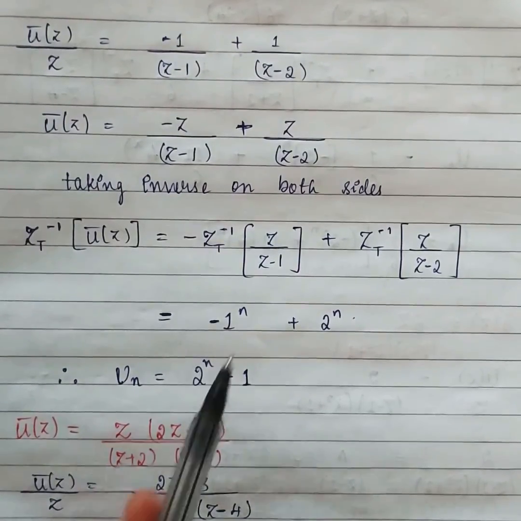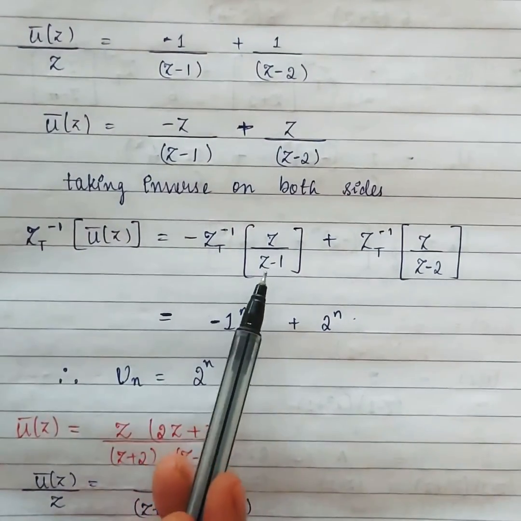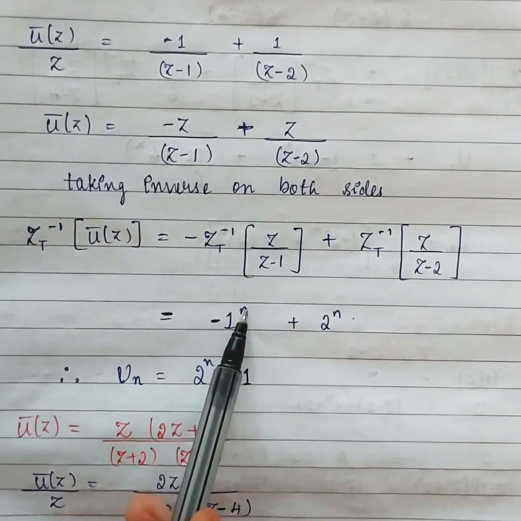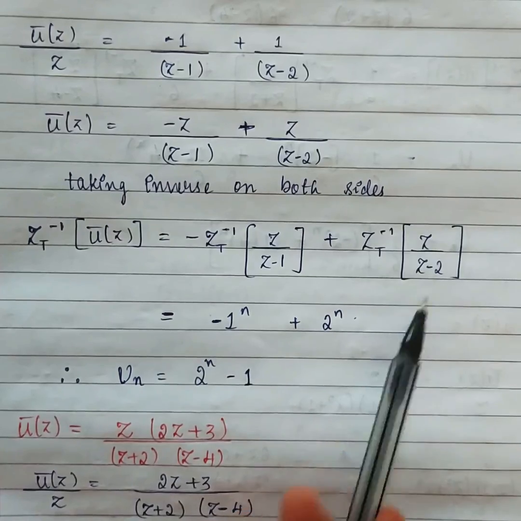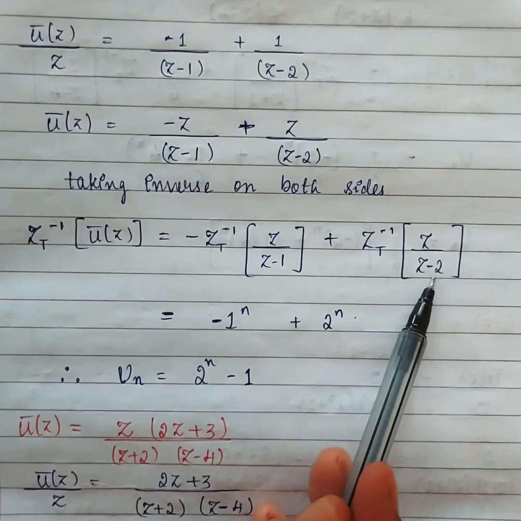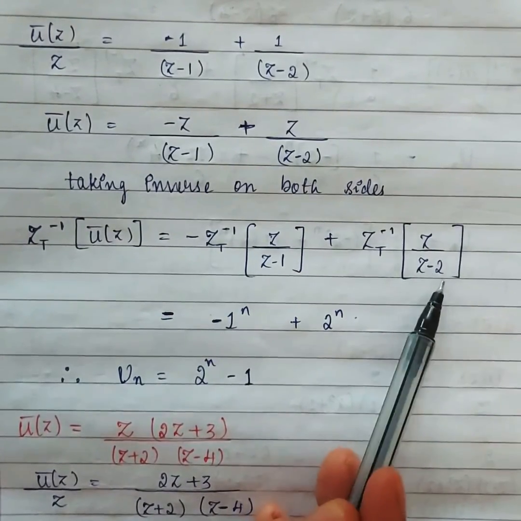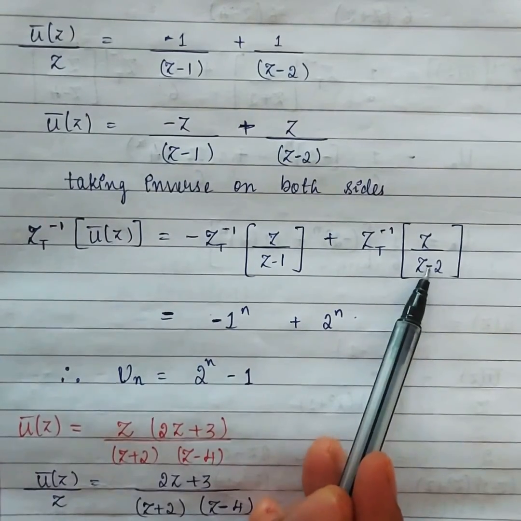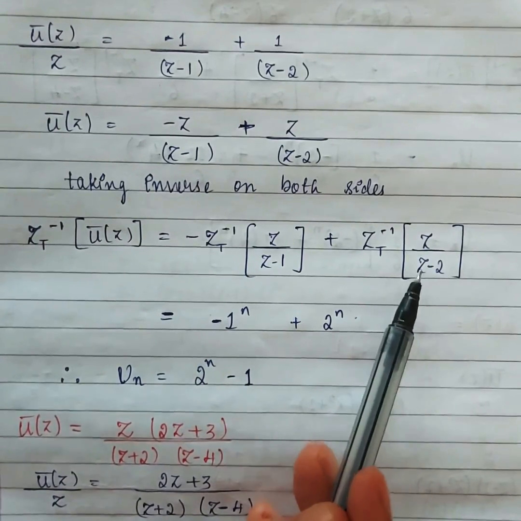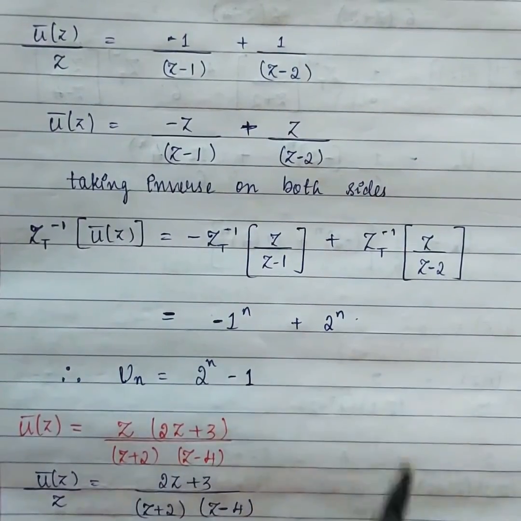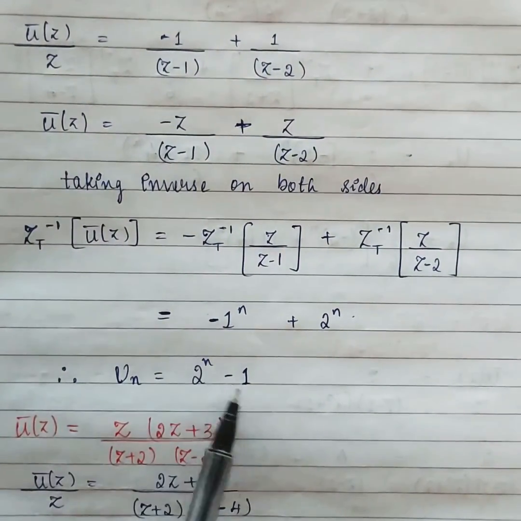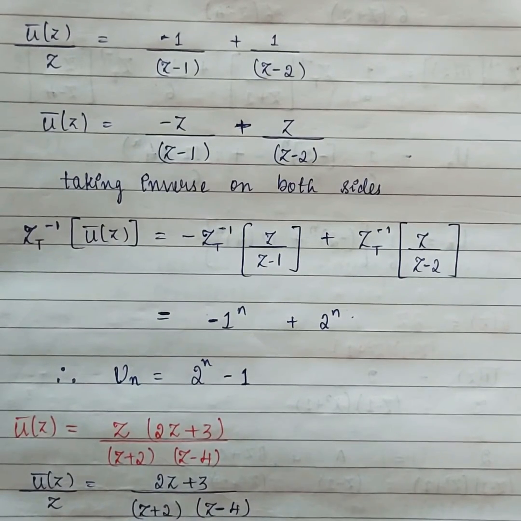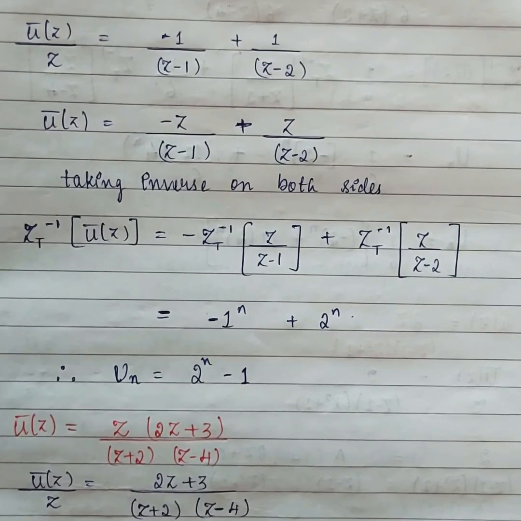So we get this negative sign outside. In the place of k I have 1 power n, plus z by z minus k power n only. In the place of k I have 2 power n. Please remember this z minus k. Don't get confused with this negative sign. Compare it with the formula z minus k. In the place of k I have 2, so I have written 2 power n. So un is equal to 2 power n minus 1. So we got the inverse z transform for the given function.